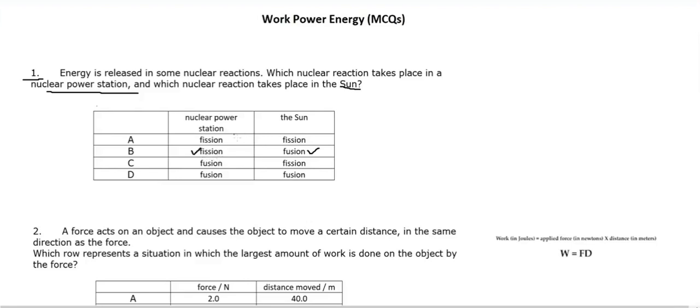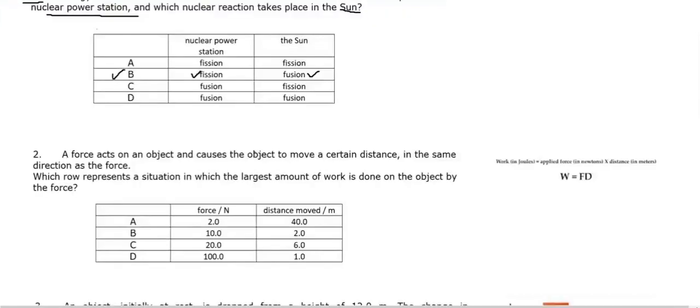You will learn more about nuclear reactions in detail in the nuclear block, but for the time being just note that in the nuclear power station fission takes place, and in the sun or in all stars nuclear fusion takes place. So the B option is the answer.